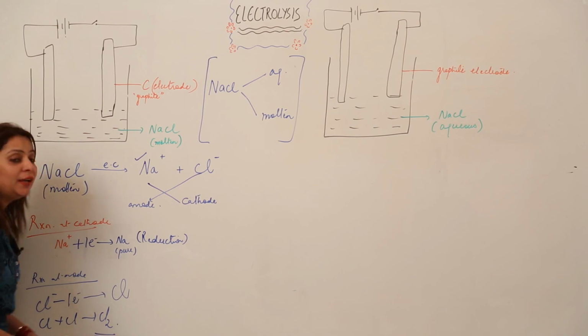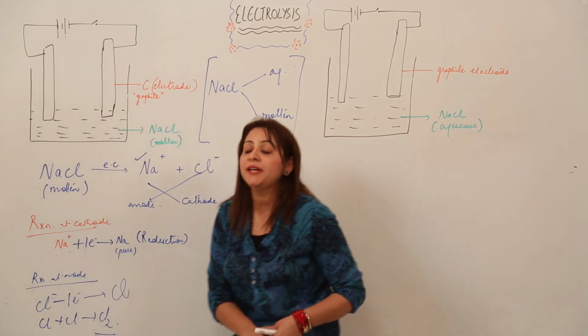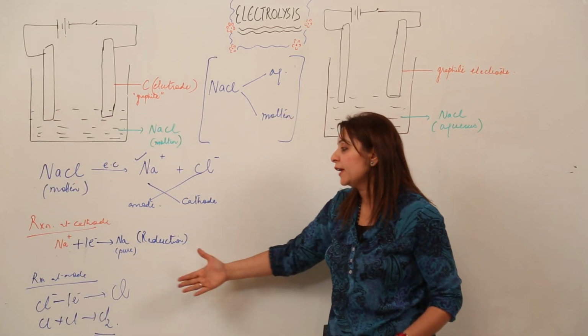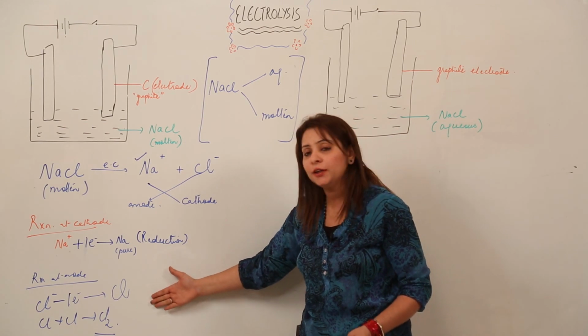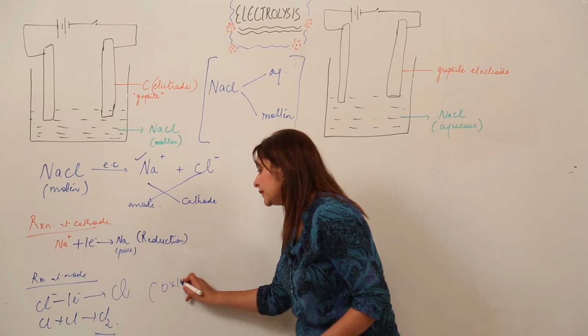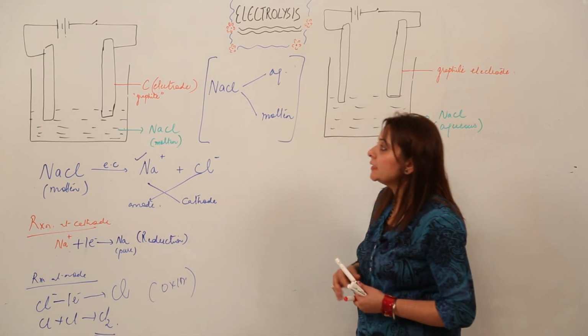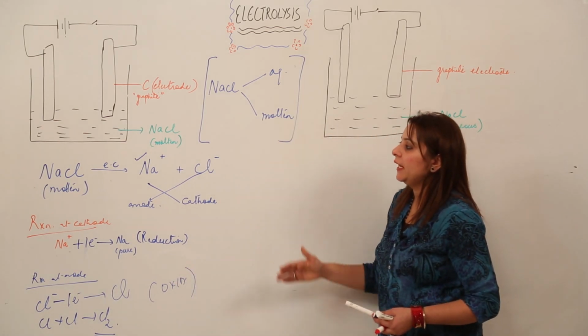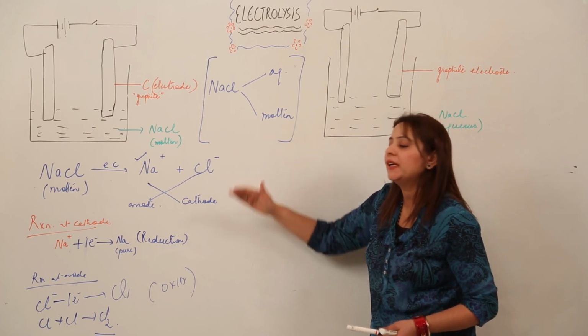That means what we will get? We will get Cl2 gas liberated at the anode. What kind of reaction has taken place on the anode? Obviously it is the losing of electrons, that is the oxidation. So this is how we have to carry out the electrolysis of the molten NaCl.